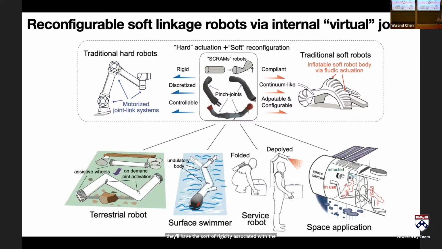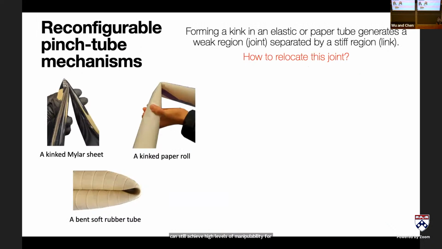And these kinds of devices might have many applications in terms of reconfigurable locomotion systems, and robot arms in which just a small number of degrees of freedom can still achieve high levels of manipulability for lightweight applications or deployable applications, things like that. But it all stems from this idea that I introduced before, that if I take a paper roll tube and I put a pinch in it, I can create basically a local flexible joint.